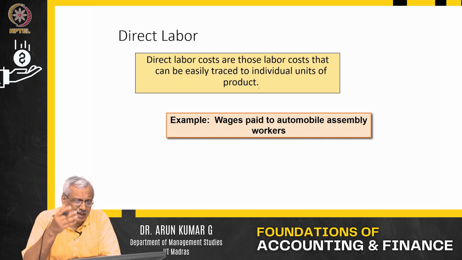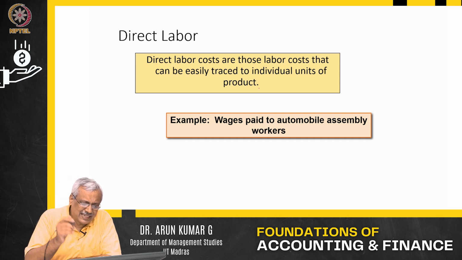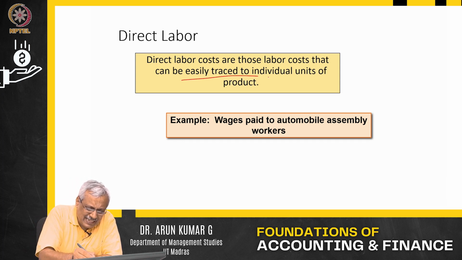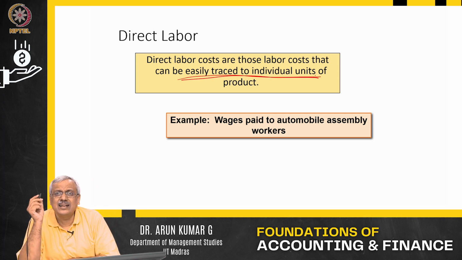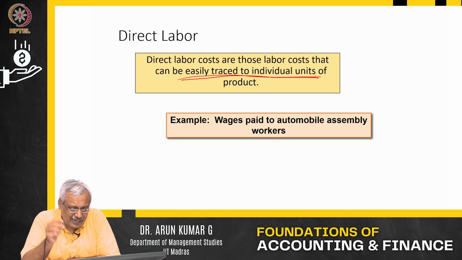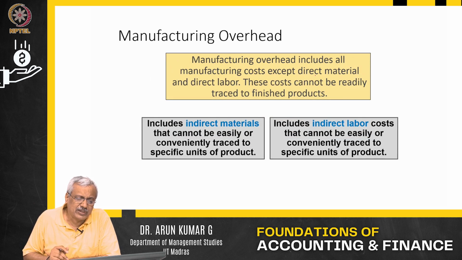Direct labor, the same thing. I am just going to read out the explanation that is there on the slide. Those labor costs that can be easily traced to the individual unit. I pay the laborer $100 for 10 units. For every unit he manufactures, I pay him $10. It is directly traceable to the output. That is direct labor cost.